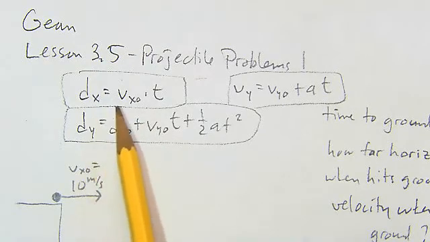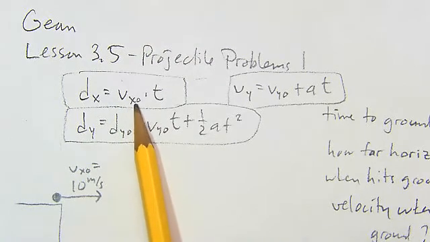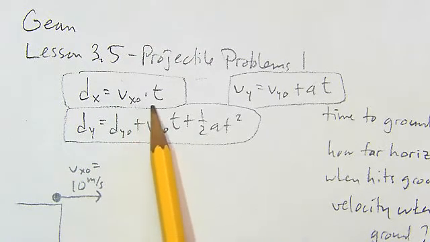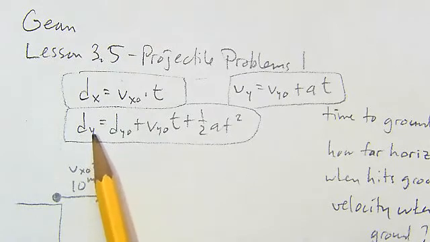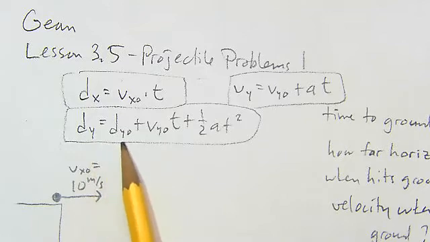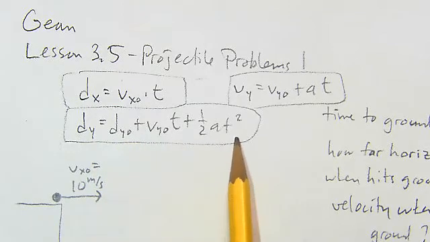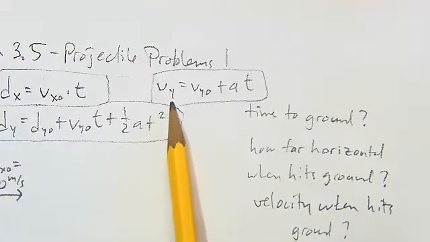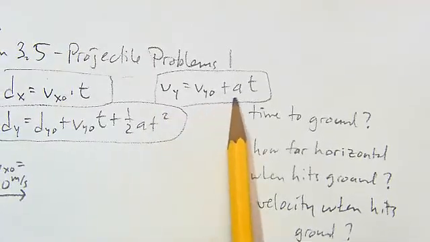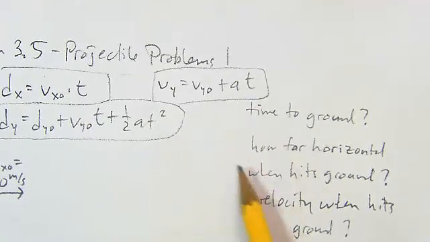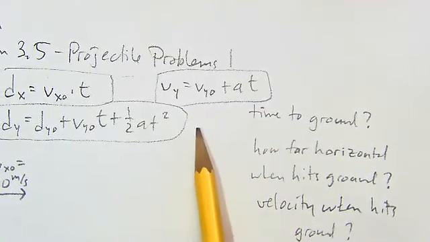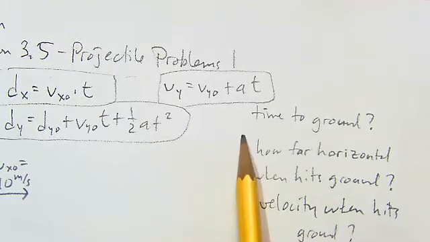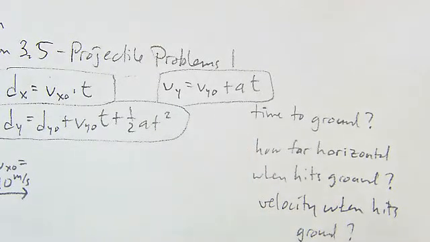The distance in the x direction, remember, was just constant velocity. So you just take your VXO times t. Your displacement, not distance, in the y direction was this longer equation because it's accelerating. Your velocity in the y direction is this because you're accelerating. And remember, your Vx, your velocity in the x direction, is just constant. So there's no equation for that because it's always the same, your Vx.